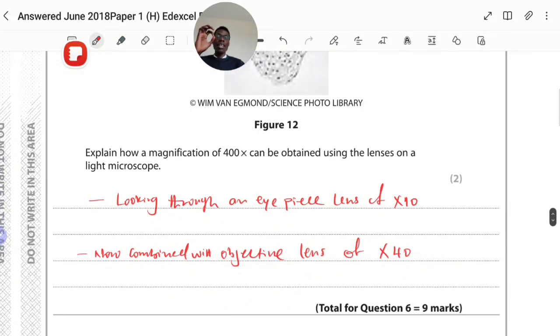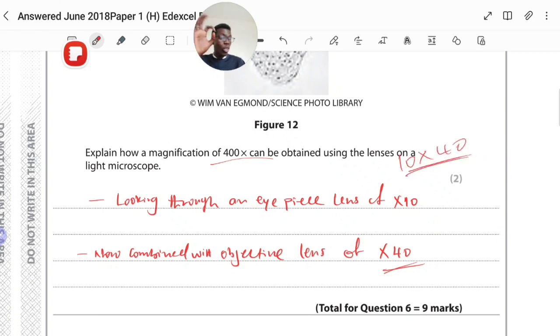Looking through the eyepiece, most of the eyepieces we have on microscopes are always times 10 already. And usually we have objective lenses. Please check my video on microscopy, electron and light microscopy, on YouTube. Just check through. So there are different objective lenses. The objective lens that must have been used to get 400 times will have been 40, because that's going to be 10 times 40. That gives us 400.